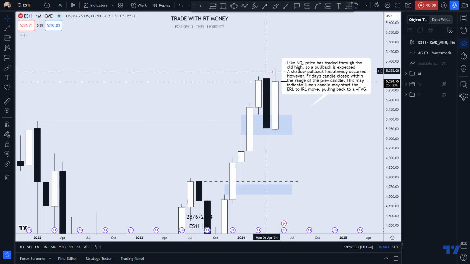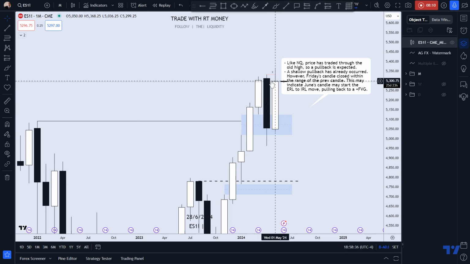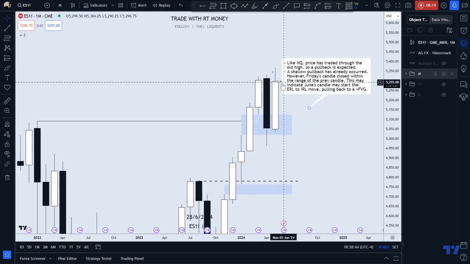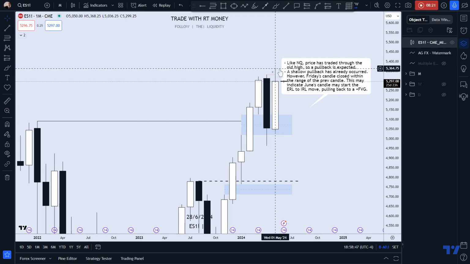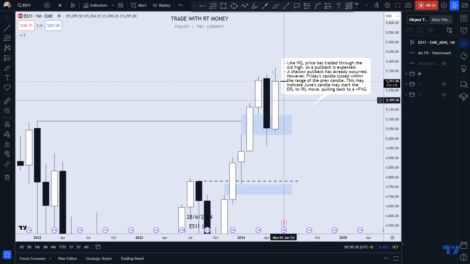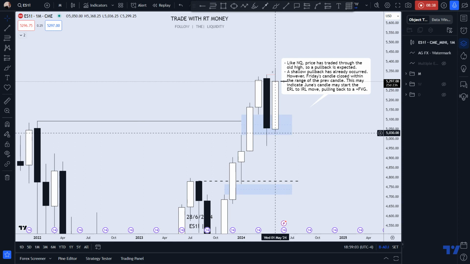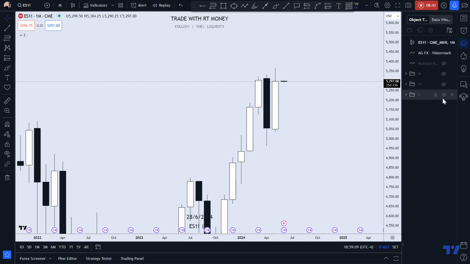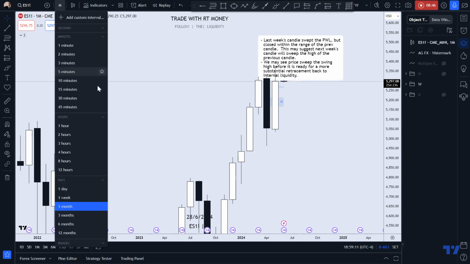Because it closed within the range of the previous candle, there's a good chance that price won't go higher, won't take that high out on the next candle. There's a chance that price may either be an indecisive candle like a doji, or it may go lower. It may come for the low of the previous candle, the previous monthly candle in this case. Let's look at the weekly. Maybe we can get some insight there.